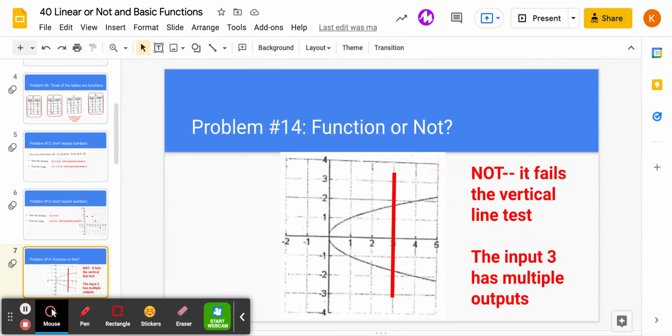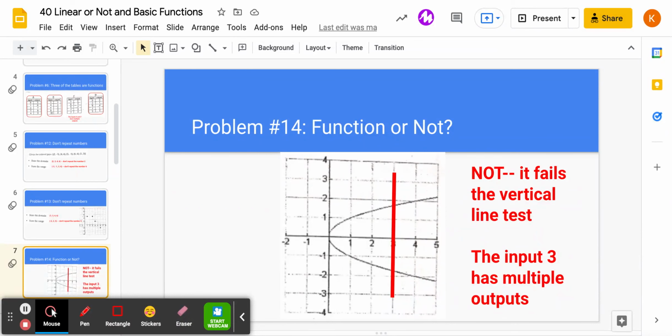But here, let's look at a given graph. If I asked you to determine whether or not this is a function, these are the easiest ones to do because you just take a look and see if the vertical line test works. Vertical line test is when you can place a vertical line anywhere on the graph. If it intersects a graph at more than one point, which it does in this particular case right here, that's a clear indication that this will not be a function.